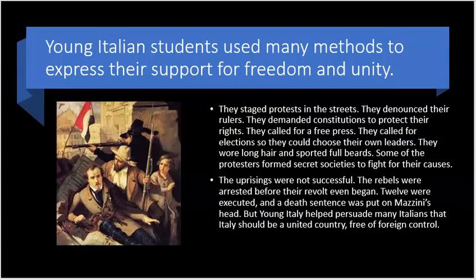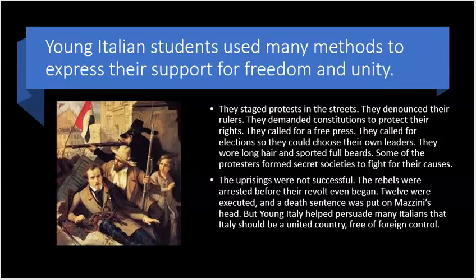Young Italian students used many methods to express their support for freedom and unity. They staged protests in the streets, they denounced their rulers, they demanded constitutions to protect their rights. They called for a free press. They called for elections so they could choose their own leaders. They wore long hair and sported full beards. Some of the protesters formed secret societies to fight for their causes.